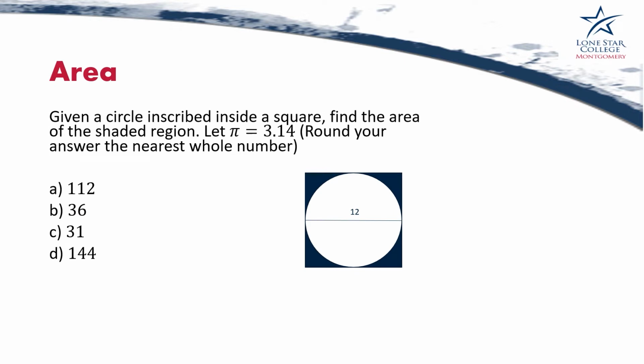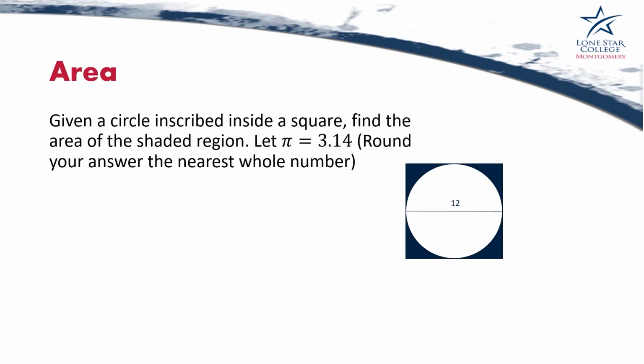Right, another one, area. Given the circle inscribed inside the square, find the area of the shaded region. Let pi equal 3.14. Round your answer to the nearest whole number. So we have two shapes here. We have our square on the outside and a circle that's inscribed inside that square. And we want to find the area of the shaded region.